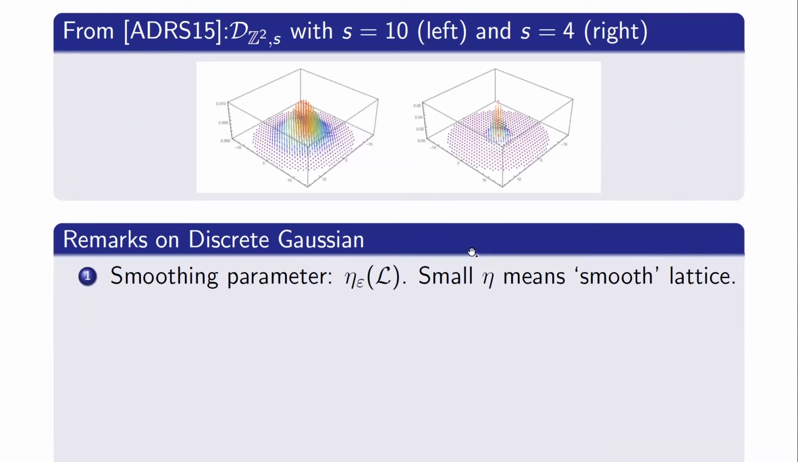And some other related stuff of the discrete Gaussian distribution. For each lattice L, there is an associated value we call the smoothing parameter. It has a fairly technical mathematical definition, but the high level idea is that if a lattice has a small smoothing parameter, it means that it is a smooth lattice. And by smooth, it means that it's fairly dense in all directions. That's very loosely speaking.